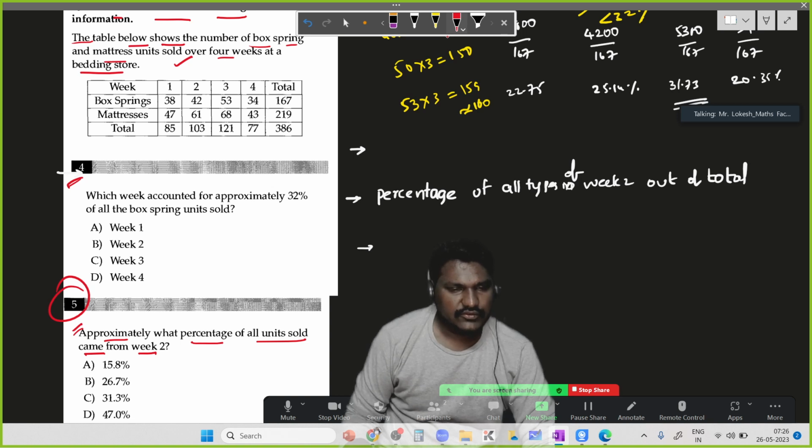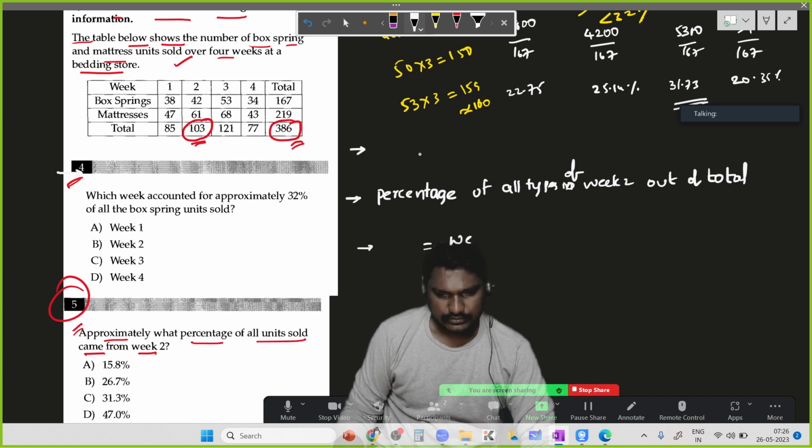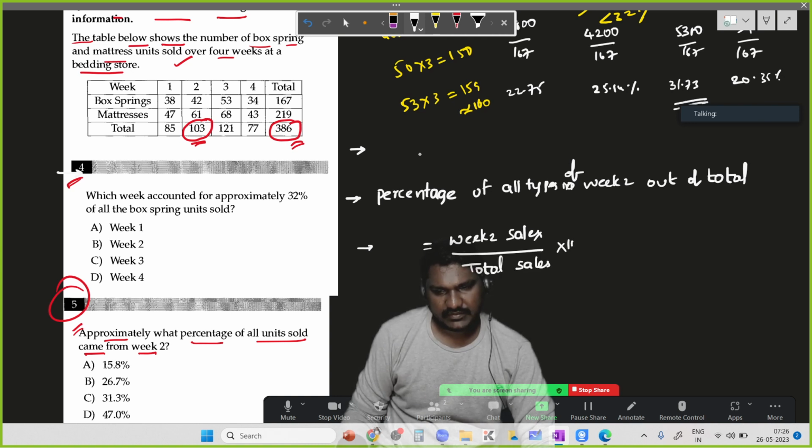In the same way, the total sales of week 2 is 103, and the total sales is 386 over the 4 weeks. What percentage of all units sold came from week 2? That means week 2 sales by total sales into 100. Therefore it will be week 2 sales by total sales times 100. The week 2 sales is 103, total sales is 386, times 100. So now we have to do this calculation.